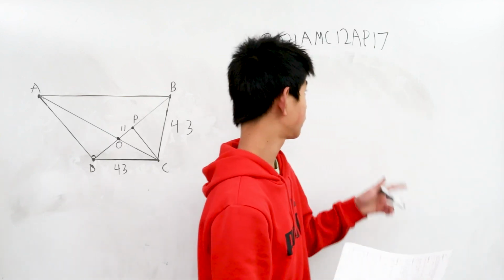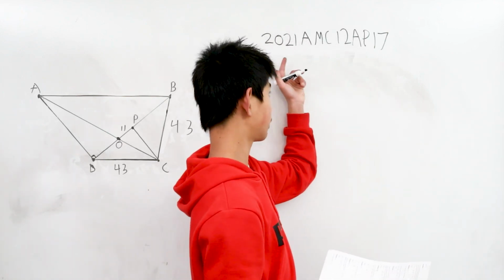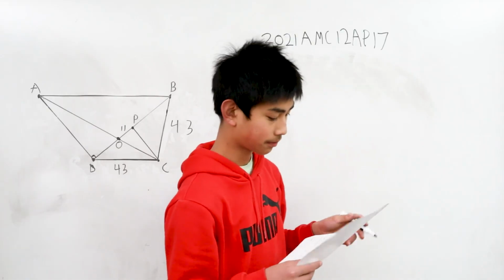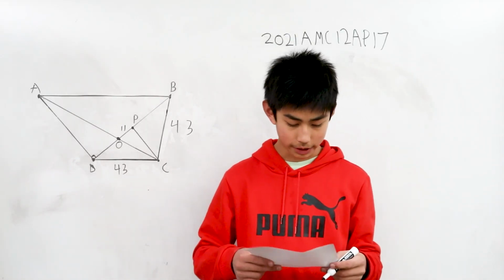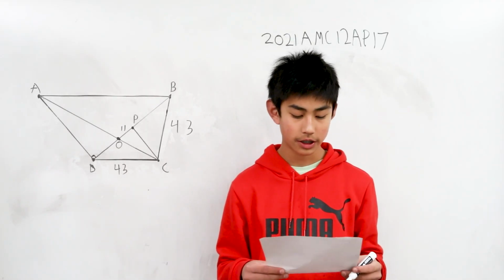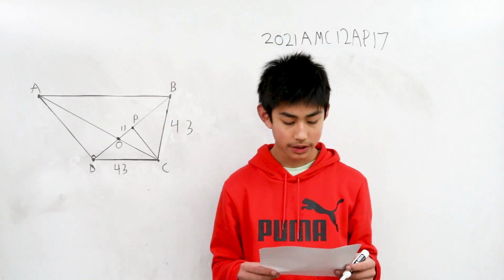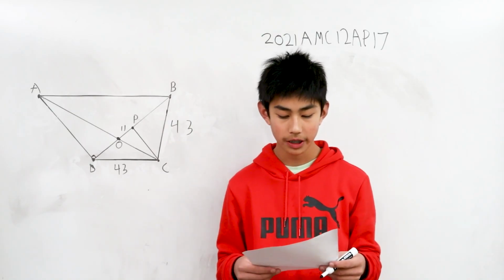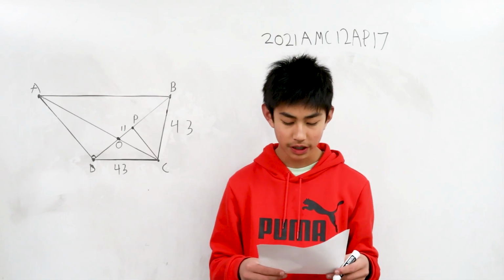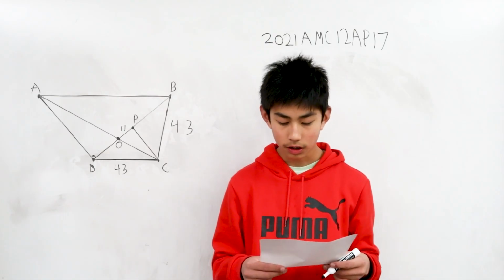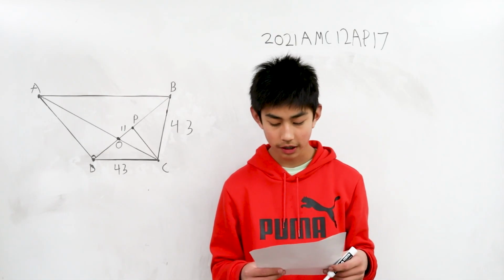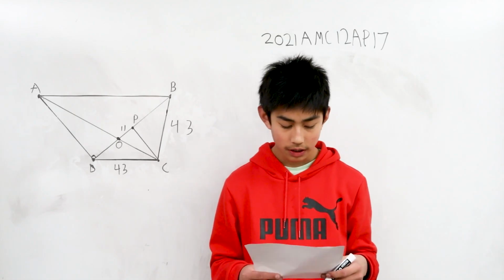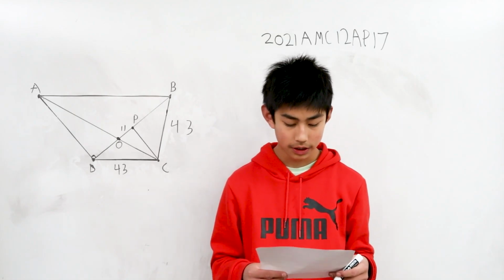We're solving problem 17 from the 2021 AMC 12A. Trapezoid ABCD has AB parallel to CD, CD is 43, and AD is perpendicular to BD. Let O be the intersection of the diagonals AC and BD, and let P be the midpoint of BD.